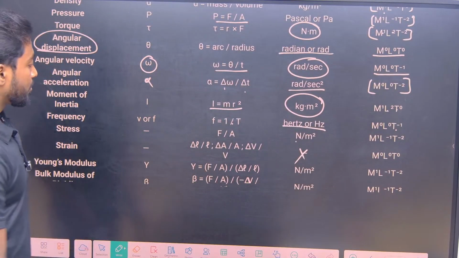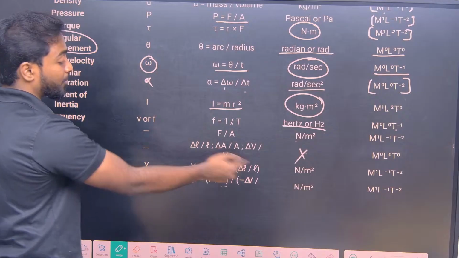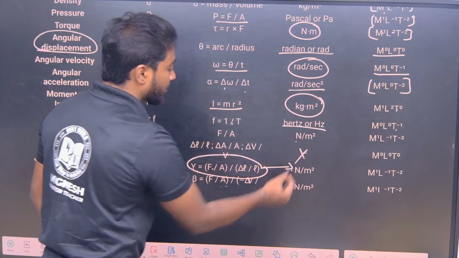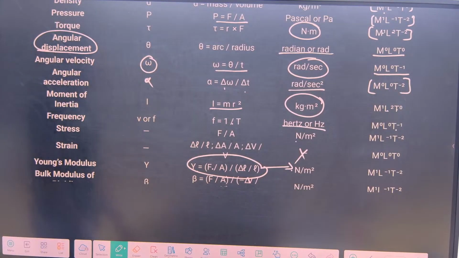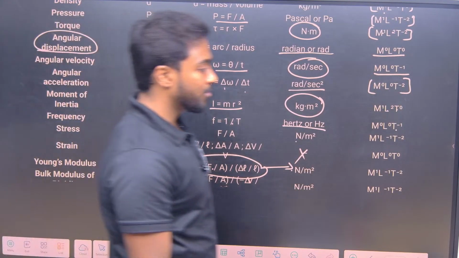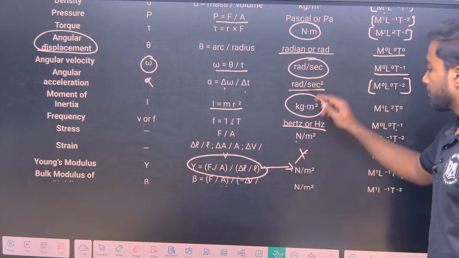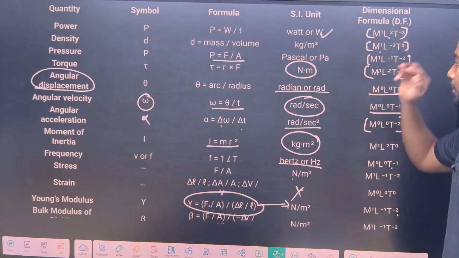Okay, so Young's modulus Y, bulk modulus. Y is nothing but stress by strain. Whatever SI unit we have for stress, the same SI unit applies for the modulus of rigidity. So M L power minus 1 T power minus 2. So you can take a note of these quantities.